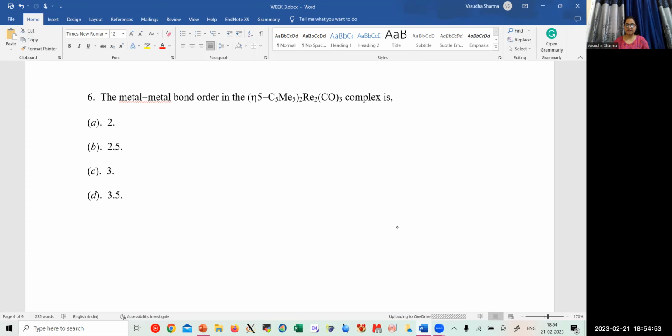So an eta5 C5Me5 rhenium complex has been given. In order to calculate the bond order that we are talking about here, it's whether it is forming one bond, two bonds, three bonds, and so on and so forth. They could be single, double, triple, and so on. So we have this complex.